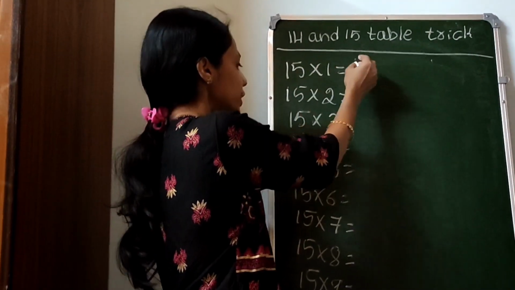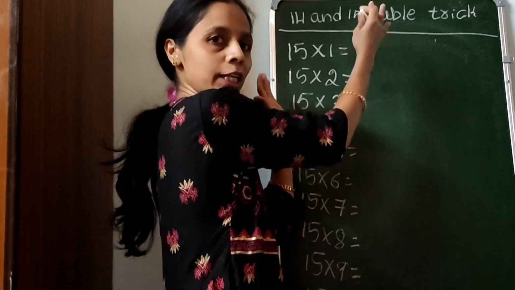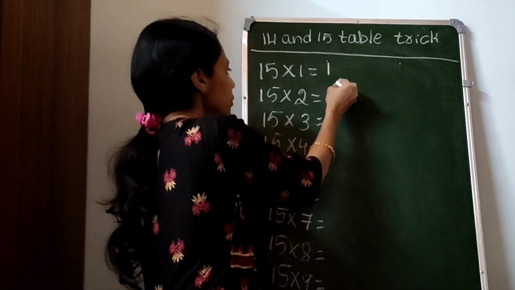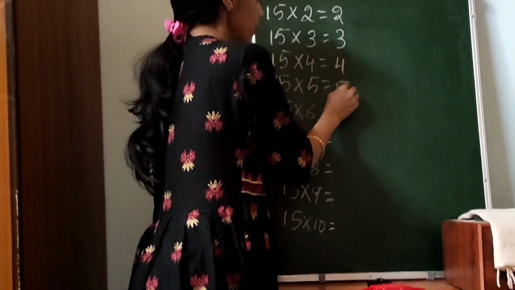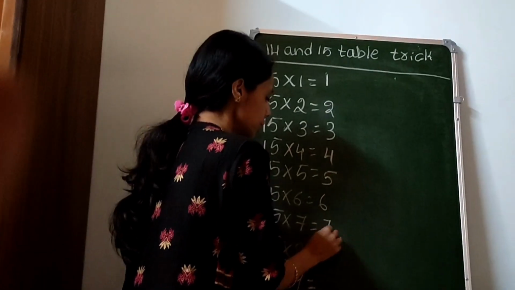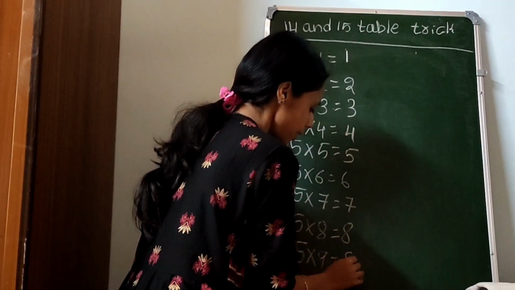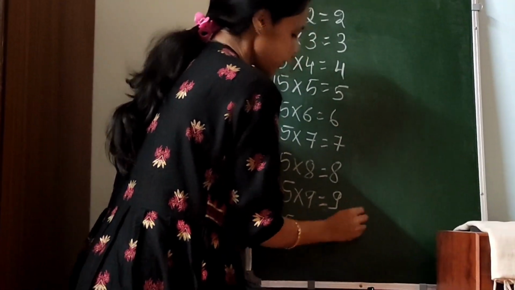Next we consider the 15 table. It is also considered in two columns. First column we write the 1 table: 1 1 ja 1, 1 4 ja 4, 1 5 ja 5, 1 6 ja 6, 1 7 ja 7, 1 8 ja 8, 1 9 ja 9, 1 10 ja 10.